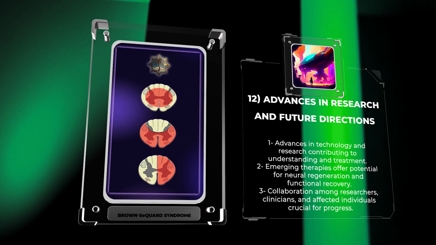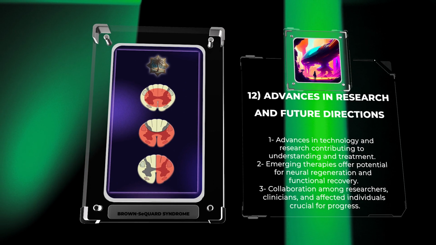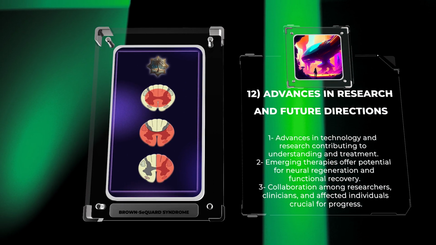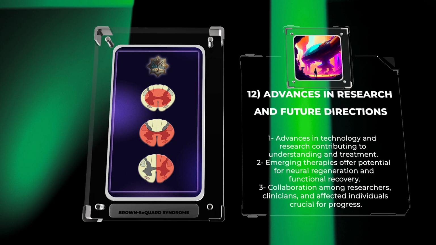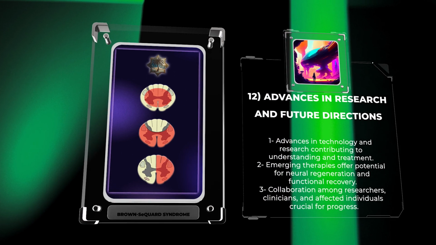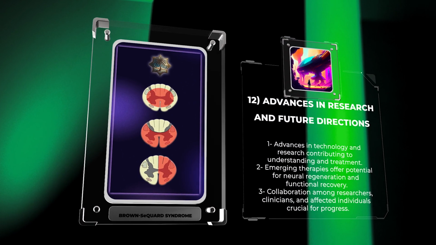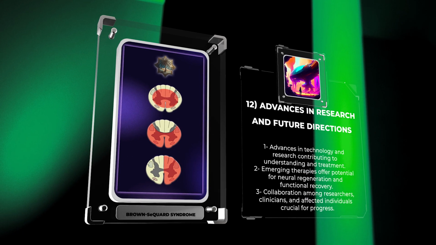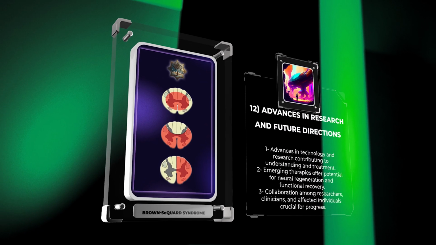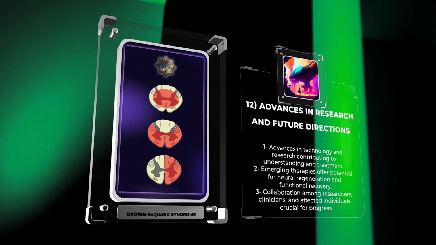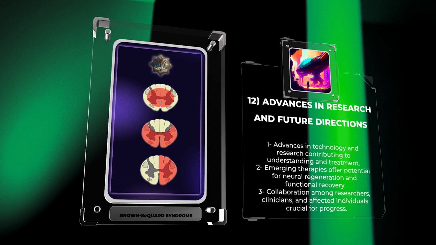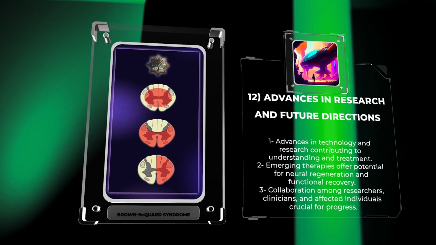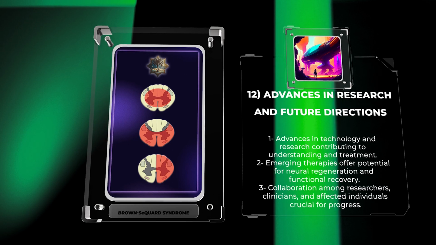Emerging therapies, such as stem cell transplantation, gene therapy, and neural interface devices, hold promise for promoting neural regeneration and functional recovery. Collaborative efforts among researchers, clinicians, and individuals affected by Brown-Séquard syndrome are crucial for advancing knowledge, improving diagnostic and treatment approaches, and ultimately enhancing the quality of life for those living with this neurological condition.